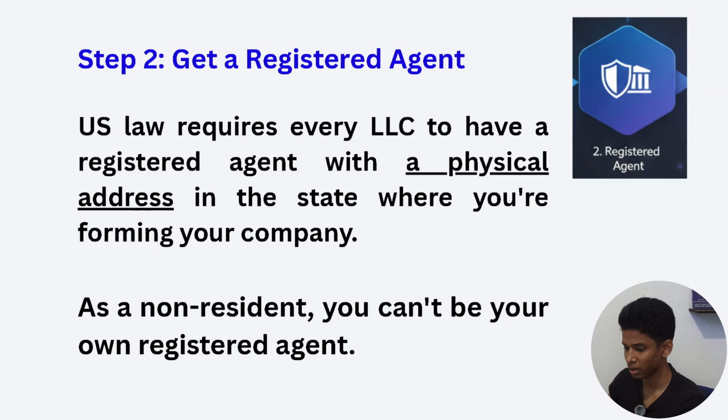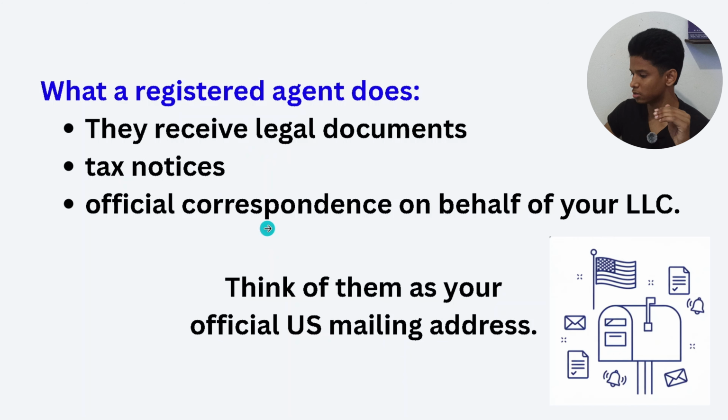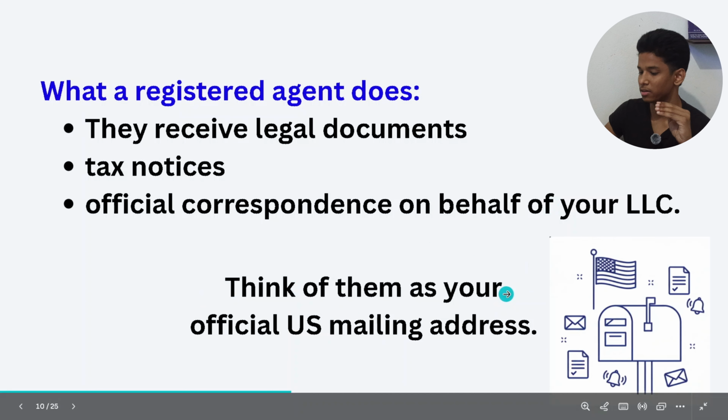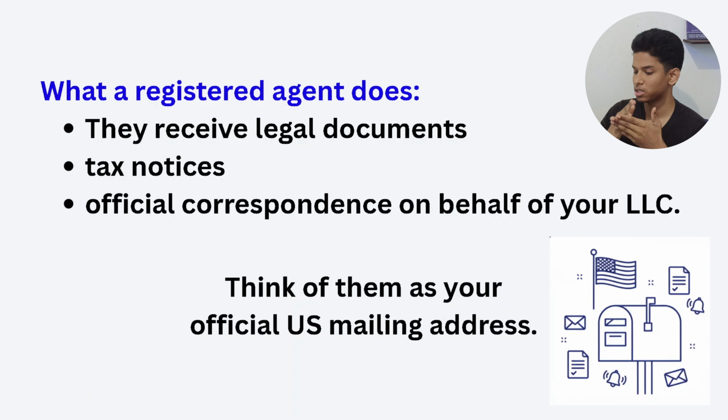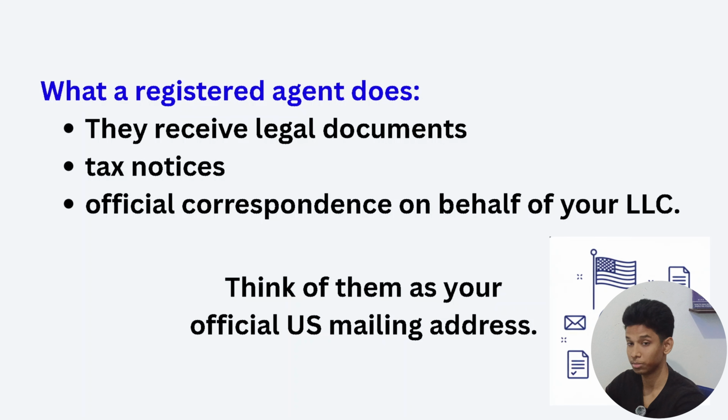Then second, get a registered agent. US law requires every LLC to have a registered agent with a physical address in the state where you are forming your company. And as a non-resident, you can't be your own registered agent. They receive legal documents, text messages, and official correspondence on behalf of your LLC. Think of them as your official US mailing address. You can go to any website like Northwest Registered Agent or Gen Business, and it can typically cost you $100 to $300. Simply choose your state. They will provide you with a registered agent service as part of their package.